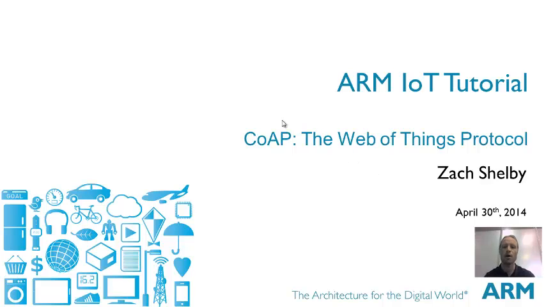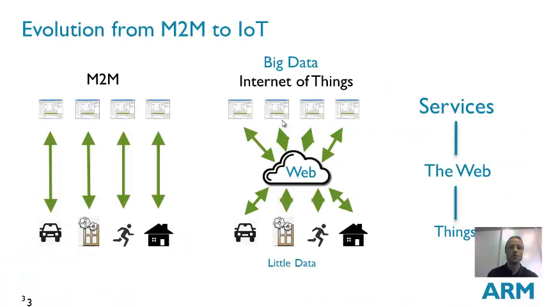This is Shelby from ARM, and I'll be giving a tutorial on CoAP, the Constrained Application Protocol, we like to call the Web of Things protocol. First, we should look at what CoAP is for. What's the problem we're trying to solve?